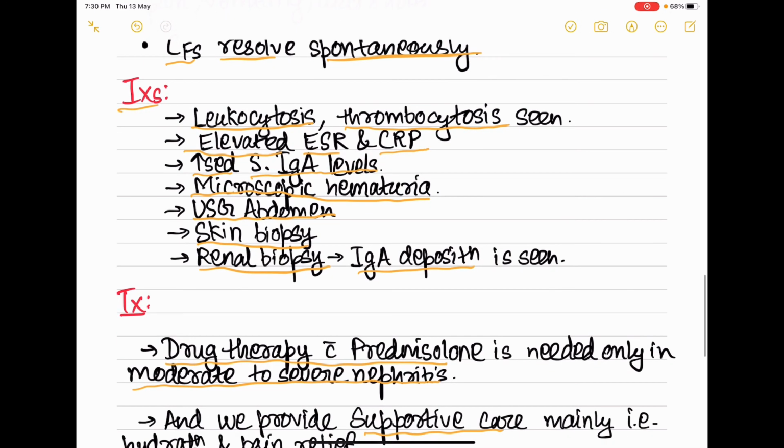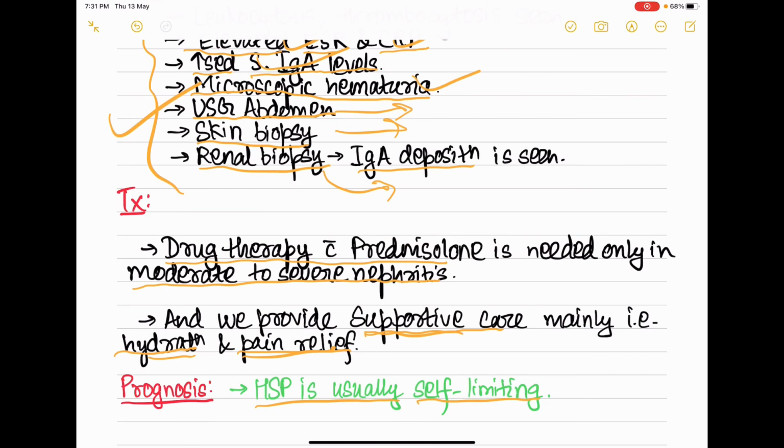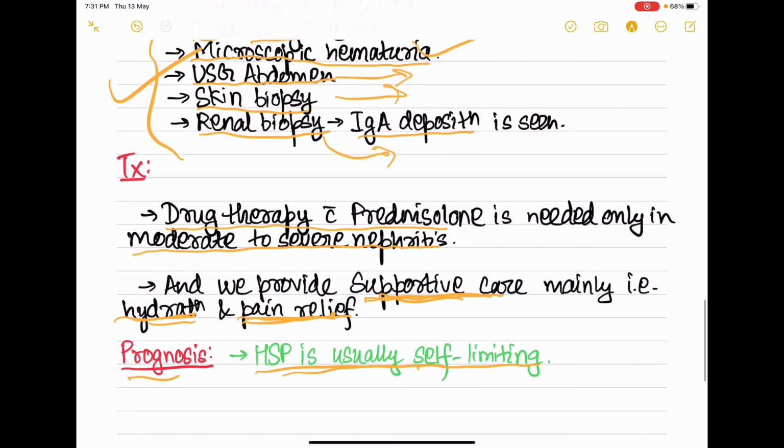So these are the following investigations. Leukocytosis, thrombocytosis will be seen, elevated ESR, CRP, elevated serum immunoglobulin levels, then microscopic hematuria, USG abdomen has to be done, skin biopsy has to be done, and then renal biopsy has to be done. And treatment is usually supportive in nature, that is hydration and pain relief is being provided to the patient, and prognosis, that is HSP is usually a self-limiting disease.